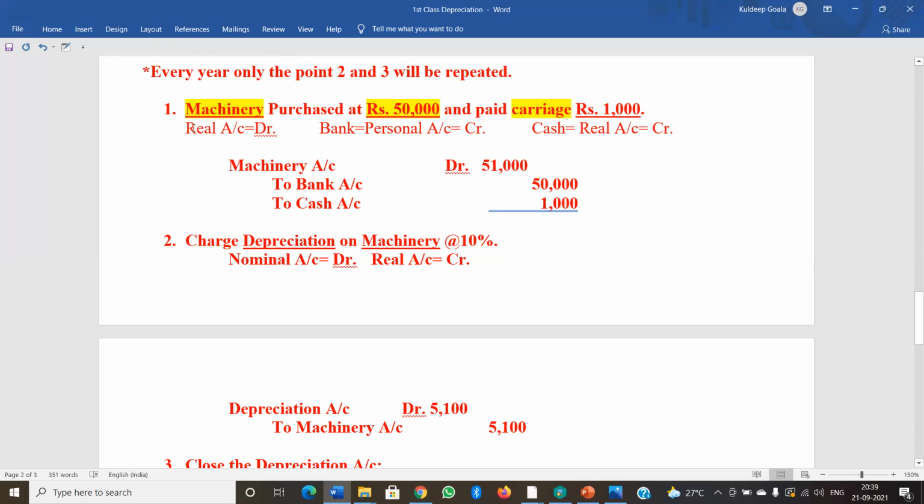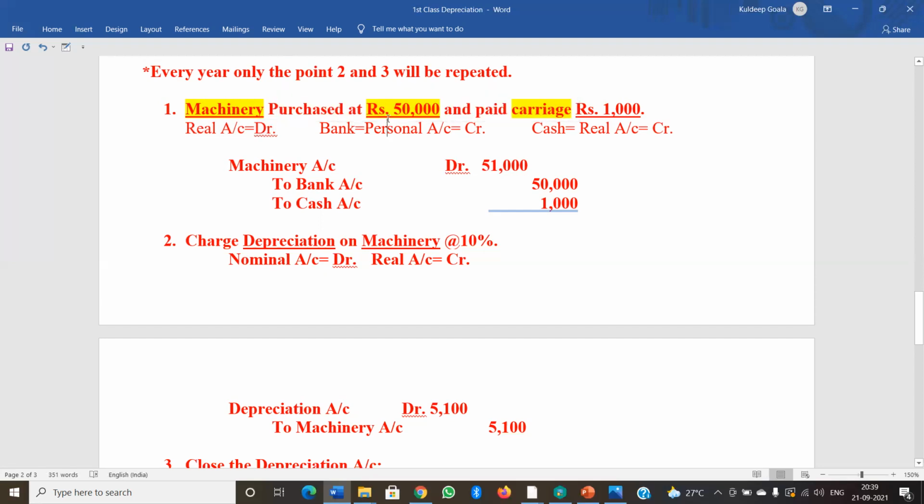So now machinery. What is the first item? Machinery. Machinery is a real account. And what is the rule for real account? Debit what comes in, credit what goes out. So if you purchase a machinery, when you purchase a machinery, what will happen? Machinery will come to you. So machinery comes in, it will be debit.